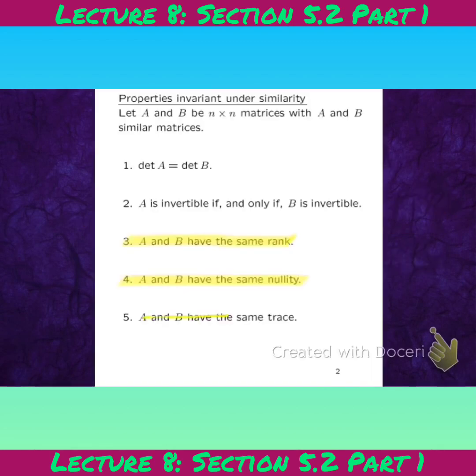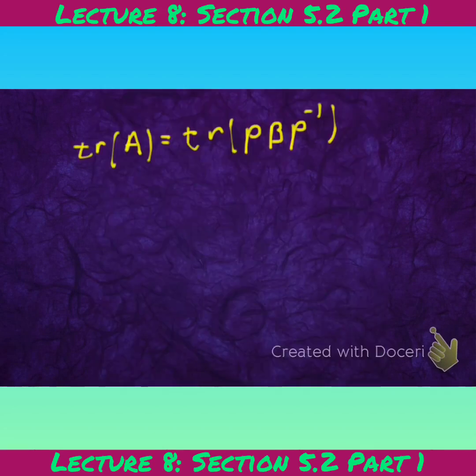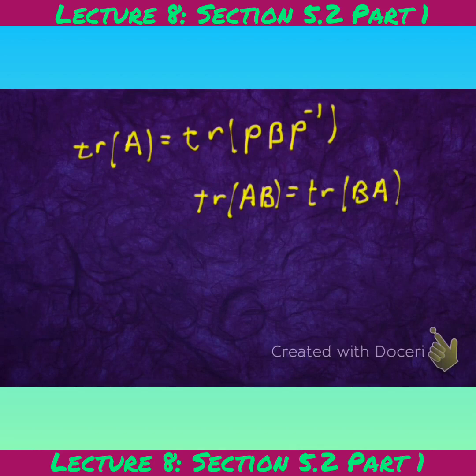So it seems that the trace property is also not affected by this similarity transformation. If we look at the trace of A, we can replace A with P B P inverse. And just recall that the following holds. If you take the trace of A times B, that is the same as the trace of B times A. Remember that?